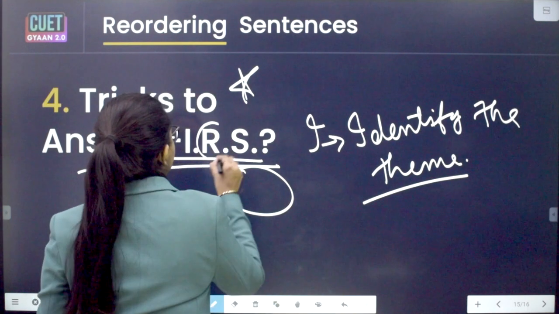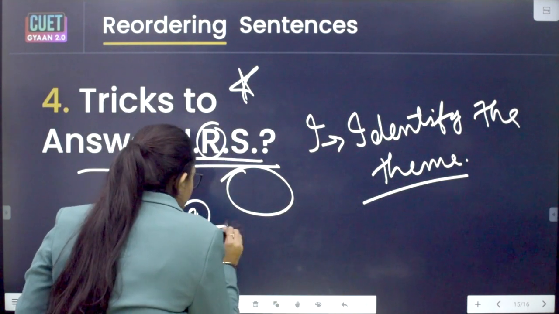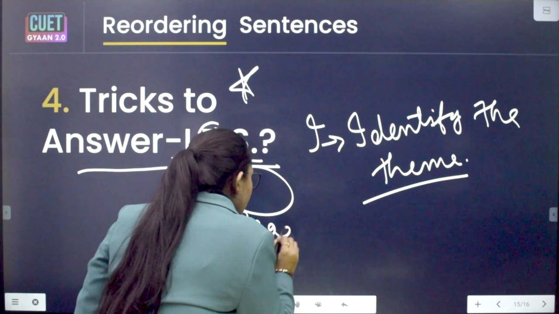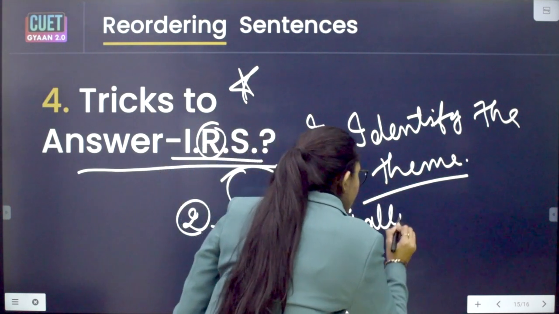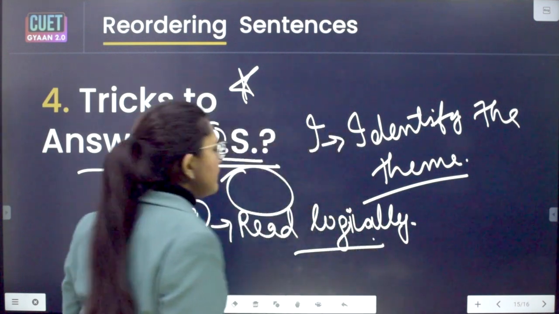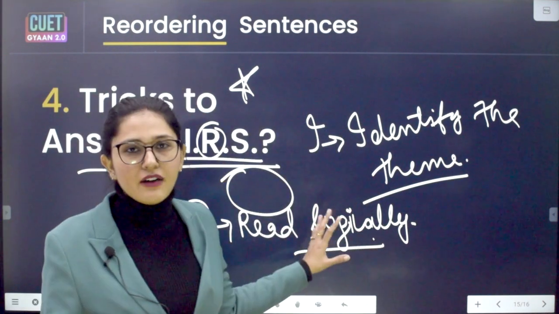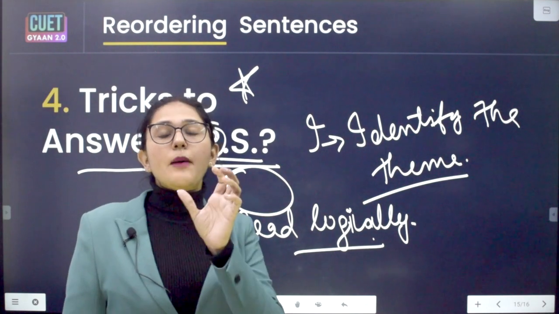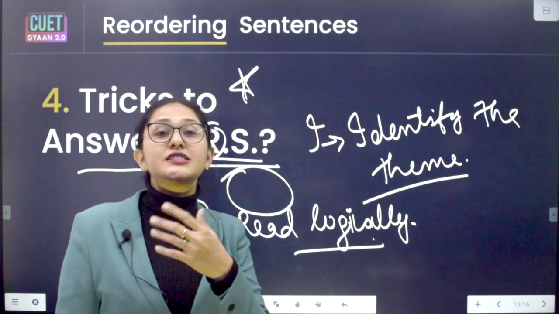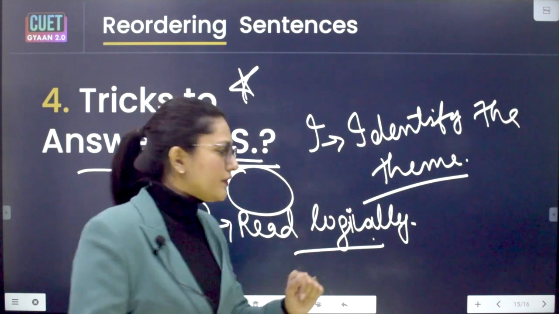The second thing, R, says read logically, right? You are supposed to read the paragraph logically and draw out only those meanings that give you a particular form or meaning or sentence, that too in a logical way.